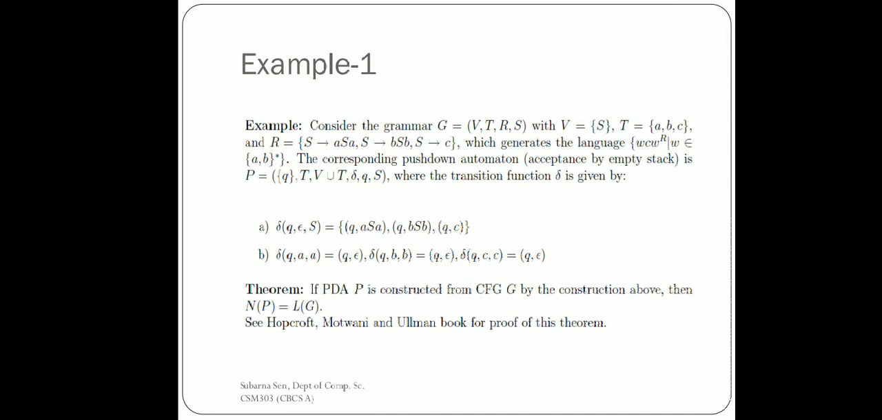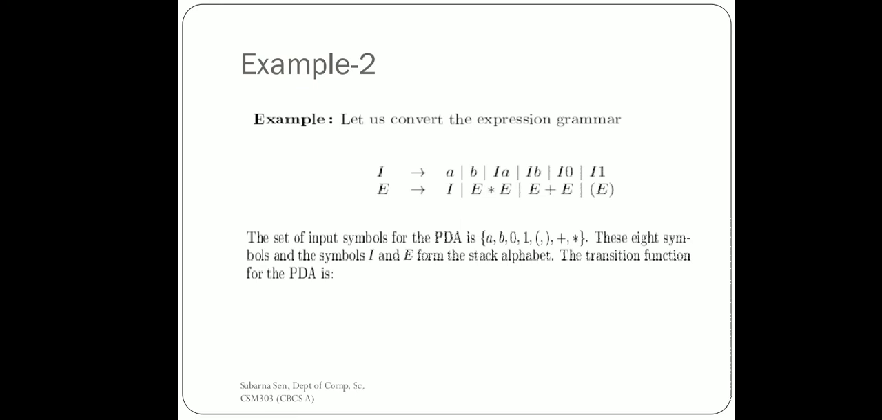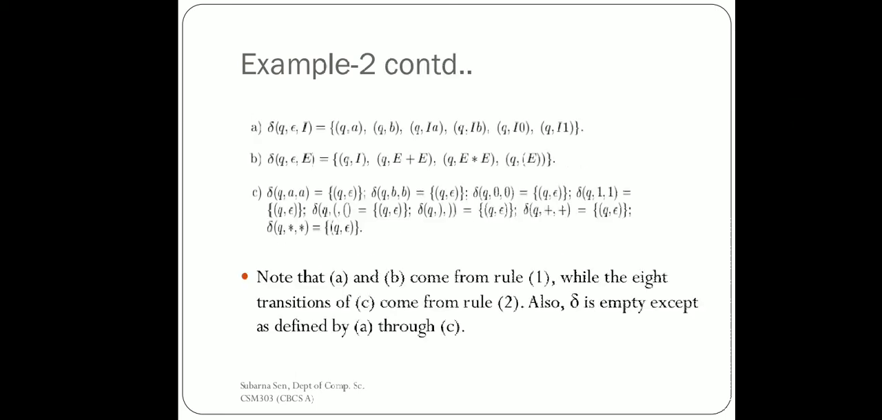Okay, we'll see one more example. Here these two production rules are given. So you can easily see what the set of input symbols is. It can be A, B, it can be 0, it can be 1, it can be an opening bracket, a closing bracket, plus, or multiplication, and these are given. Now we have to define the transition functions. Just remember this one, we need to use it. Firstly, here we have two variables, one is I, another is E, so we will write in respect of both.